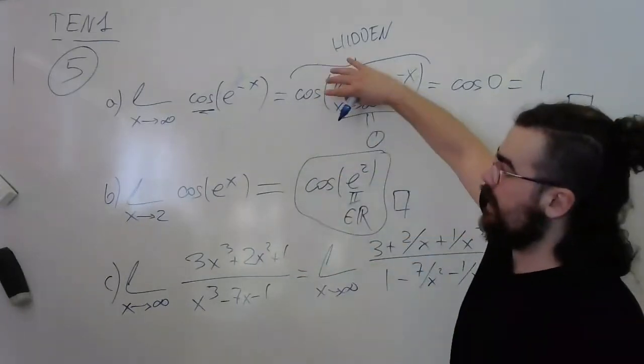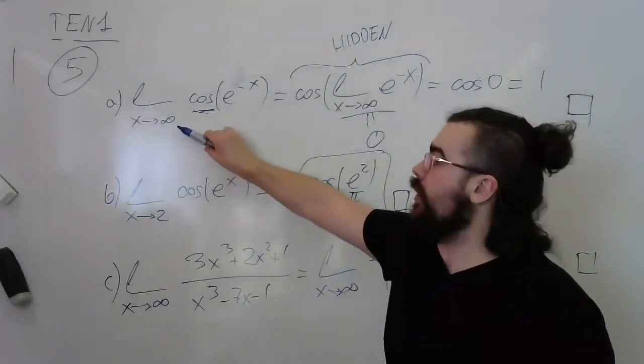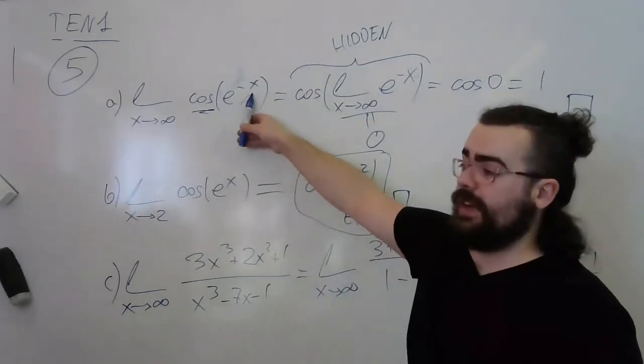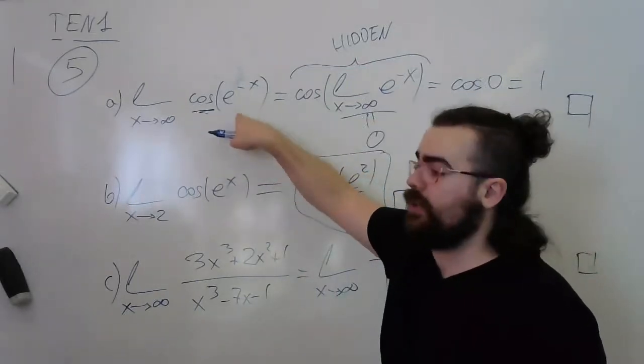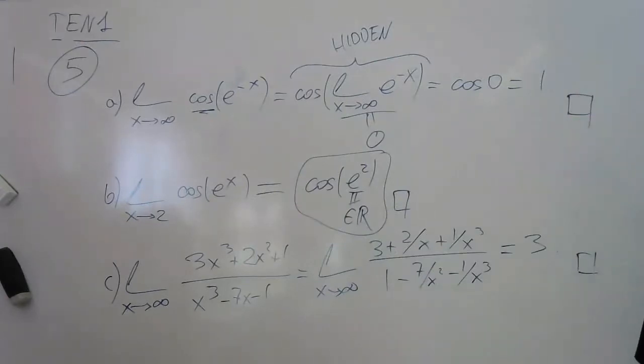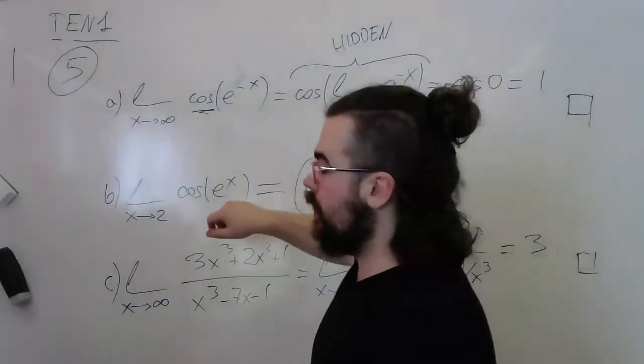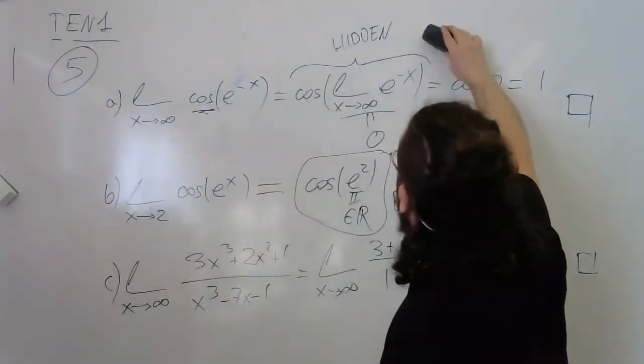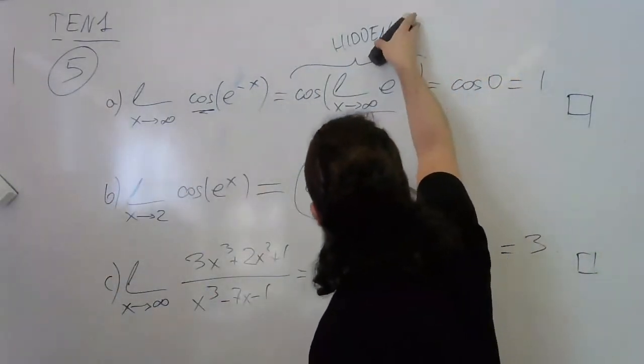If you want to look at this step, when you go to infinity, this becomes very small. And so in the end, you're working with the cosine of something very small. It's the same. You are really not required to know this step. You should, but you're not required to.